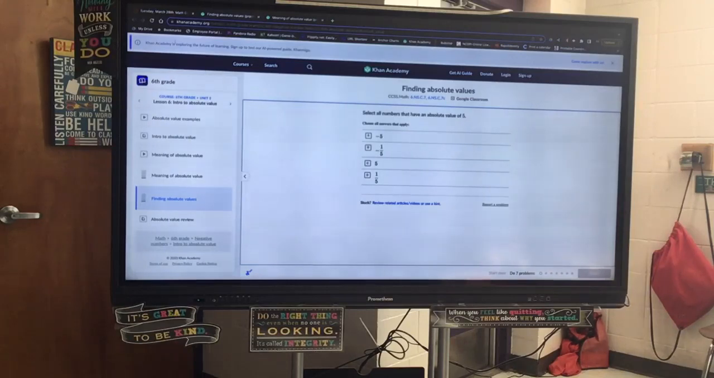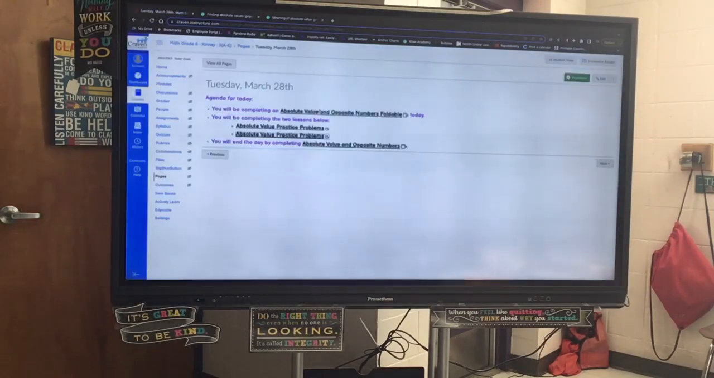When you are done with both of those, you are then going to come to me. You're going to show me your notebook. I'm going to check it real quick. And then you're going to get your absolute value handout. There are 5 questions. Again, not a lot. There's a graphing question on the back.